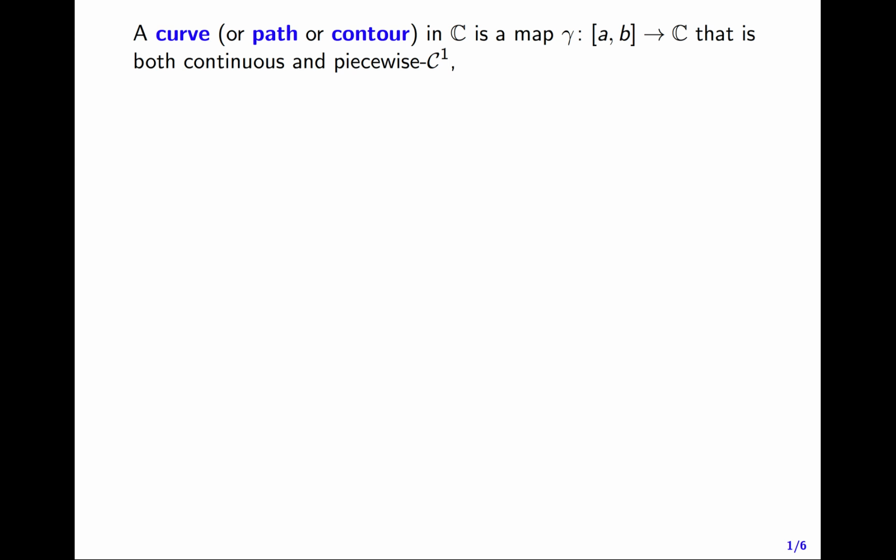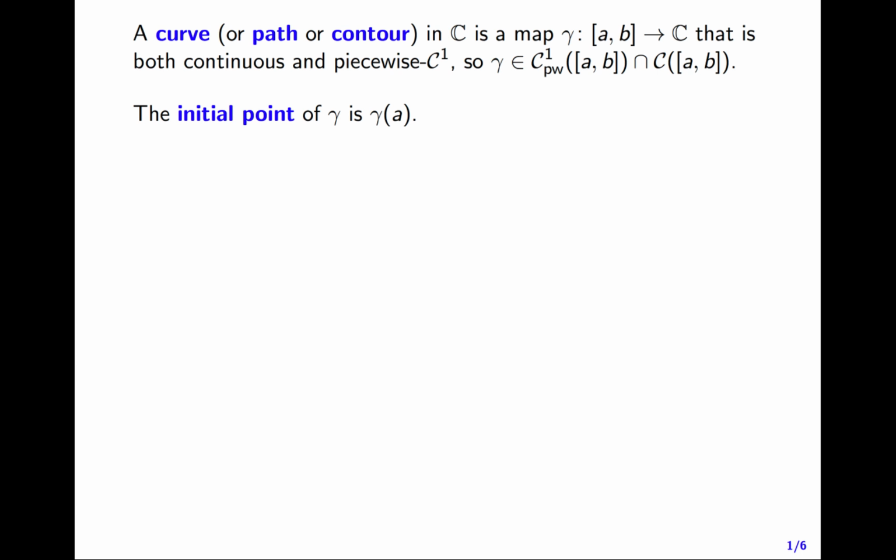A curve, or a path, or a contour in the complex plane is a map or a function, gamma, from a closed bounded interval a to b in the reals into the complex plane that is both continuous and piecewise continuously differentiable. In other words, gamma is in C1 piecewise of the interval a to b and also continuous on the interval a to b.